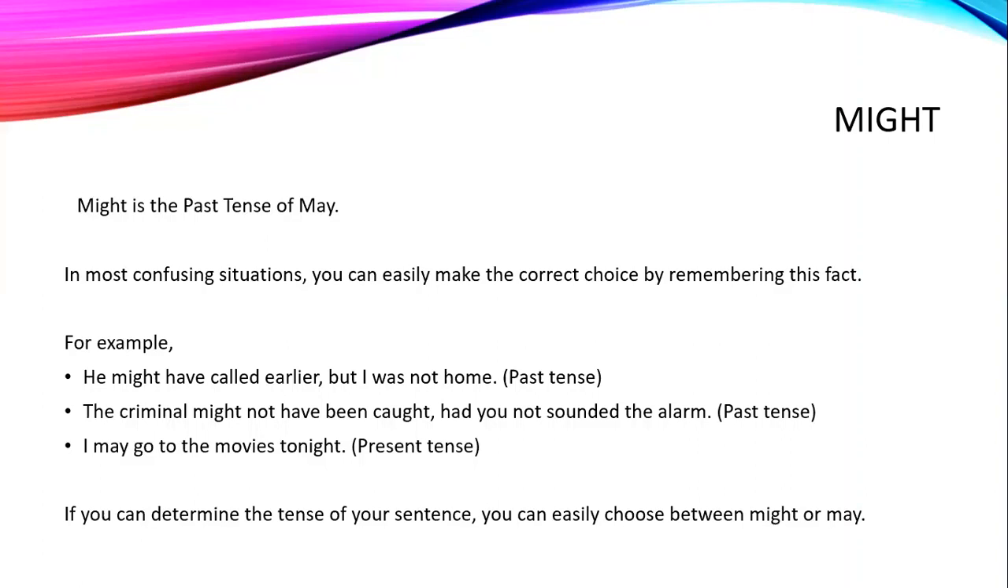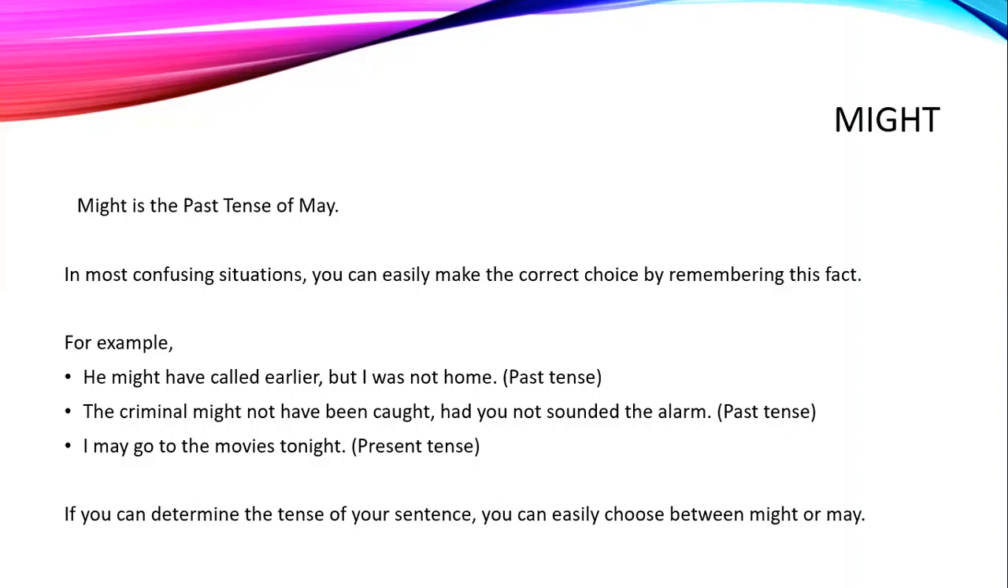You might have called earlier, but I was not at home. वो जल्दी भी आ सकता था, लेकिन मैं घर पर नहीं था. I may go to the movies tonight. आज मैं रात को शायद मूवी देखने चला जाऊँ. Yes, something that is possible, that is factual, or could be factual, is expressed by the use of these two modal words, may and might.